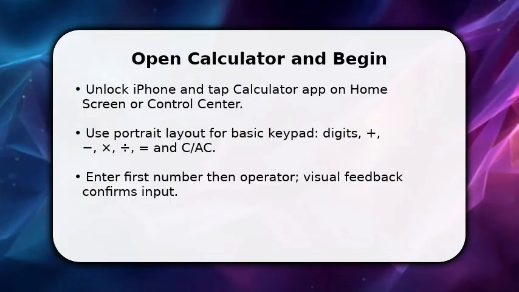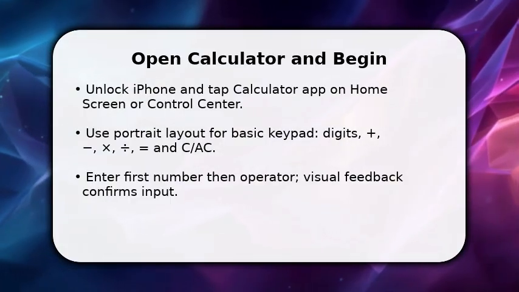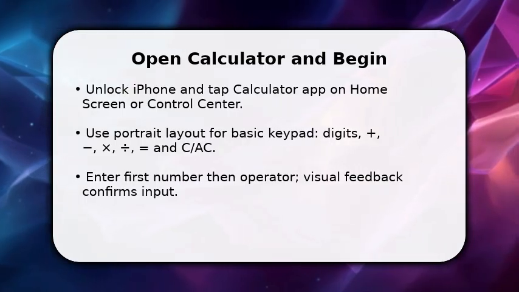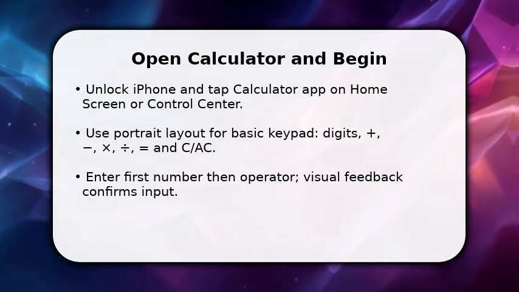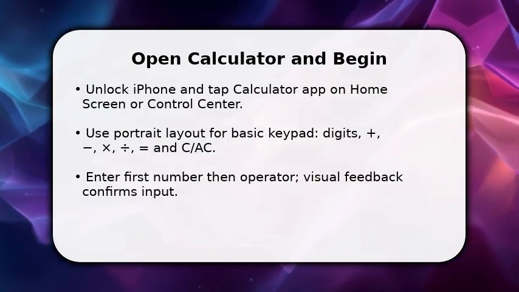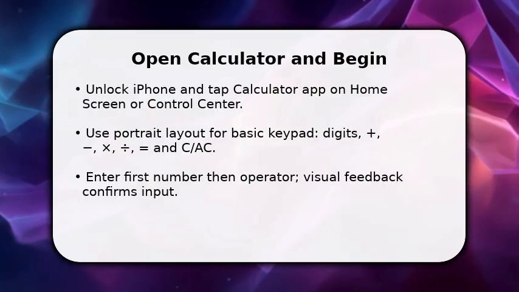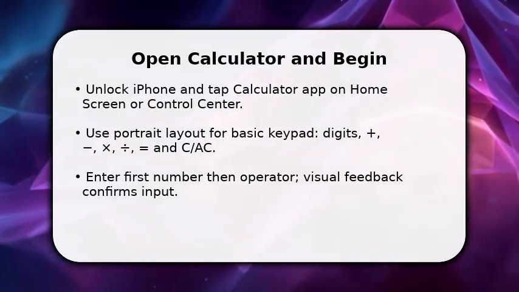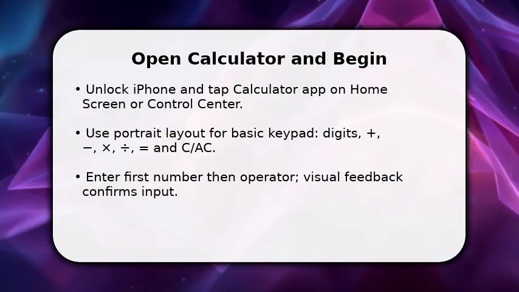Enjoy the video. You start by unlocking the iPhone and launching the calculator, either from the home screen or control center. Once done, look at the portrait keypad. Digits, plus, minus, multiply, divide, equals, and clear. Tap a number, then an operator. The display shows your input so you can verify.